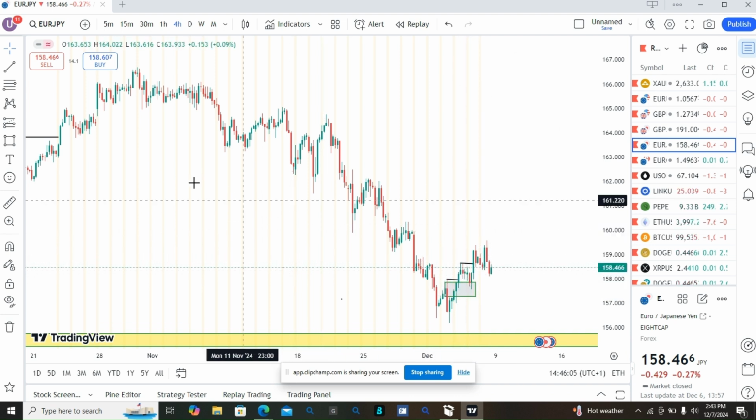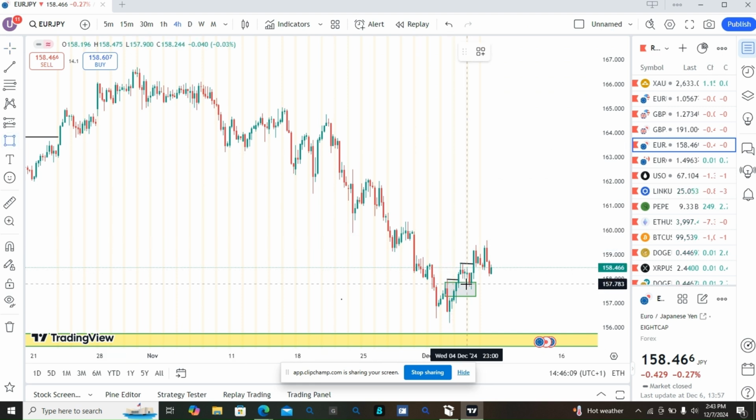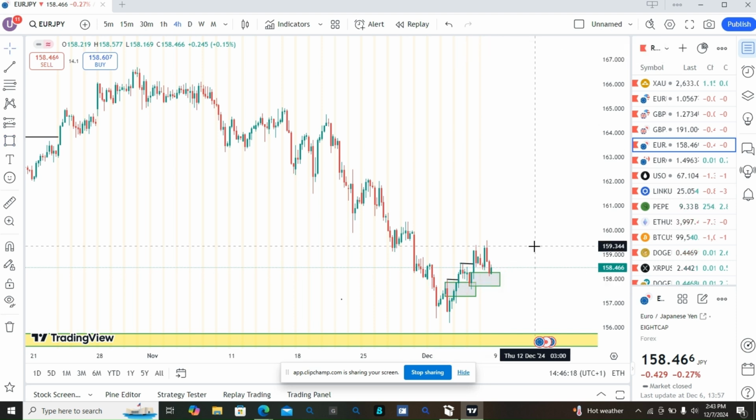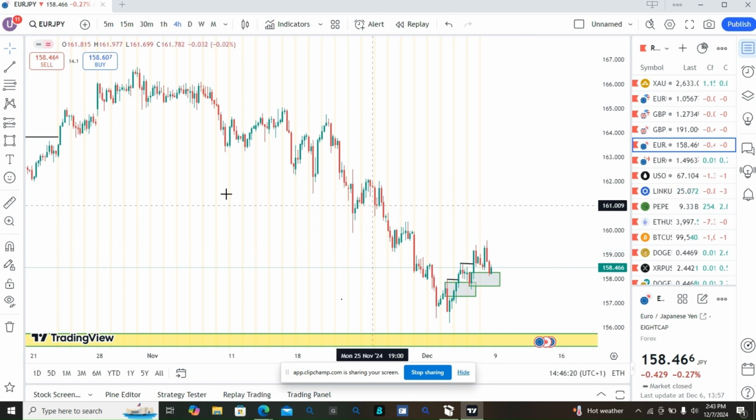After break of structure, what next? Price has come back to where? Other block. You see this red candle? This is our other block now. So price is currently at the other block. All you need to do is wait for 15 minutes change of character towards bullish trend, and we'll buy to where? To this zone.